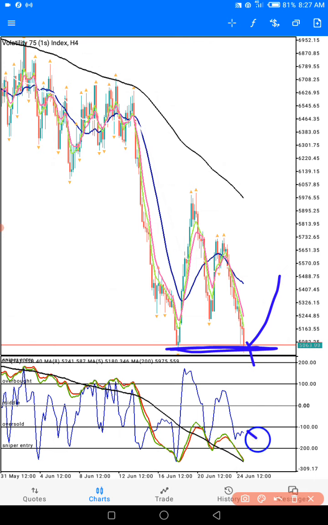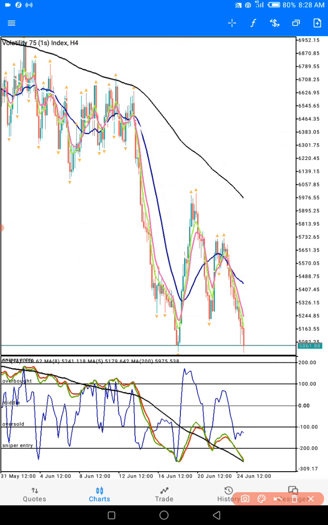Look at the direction of my CCI on the indicator window one, and my moving average is still pointing downward. It's a strong indication that the market is still going to go down. So we have to watch out for the market, how it's going to do today, how these indices are going to do today.